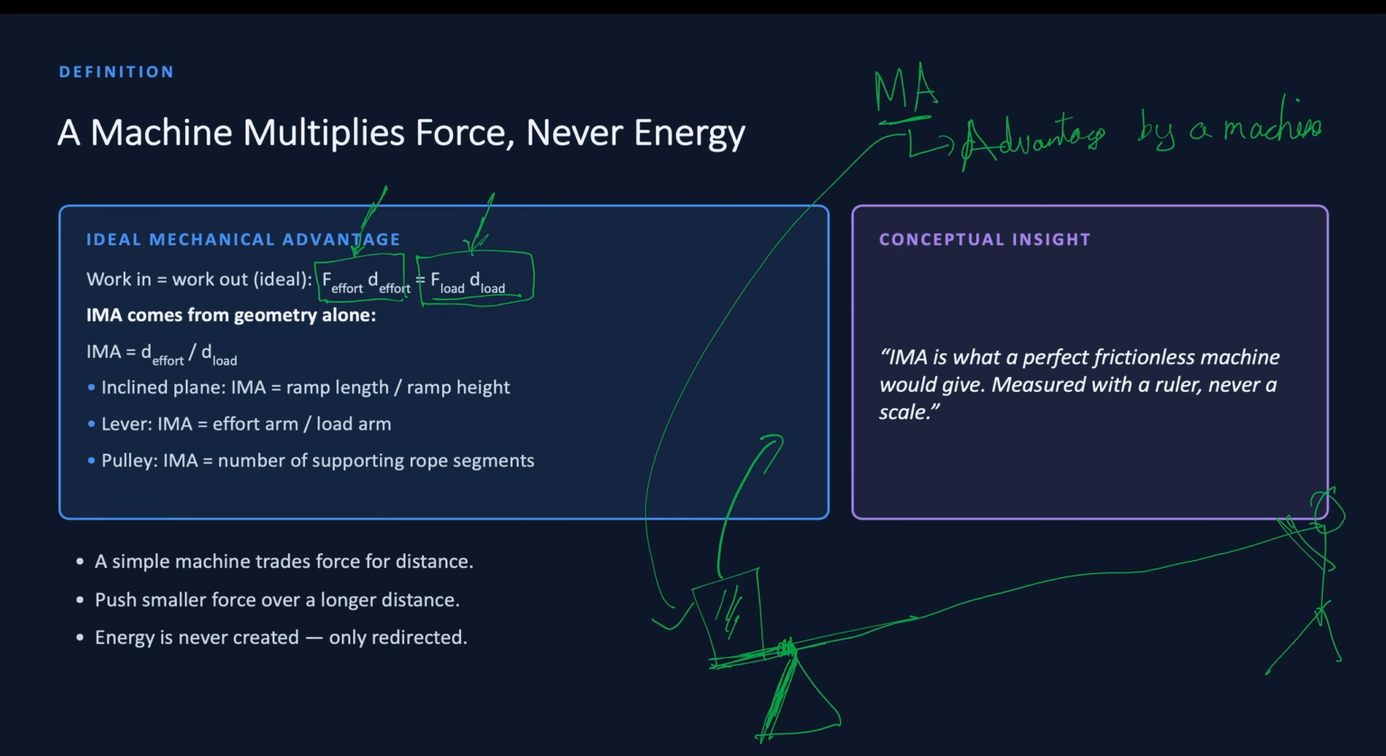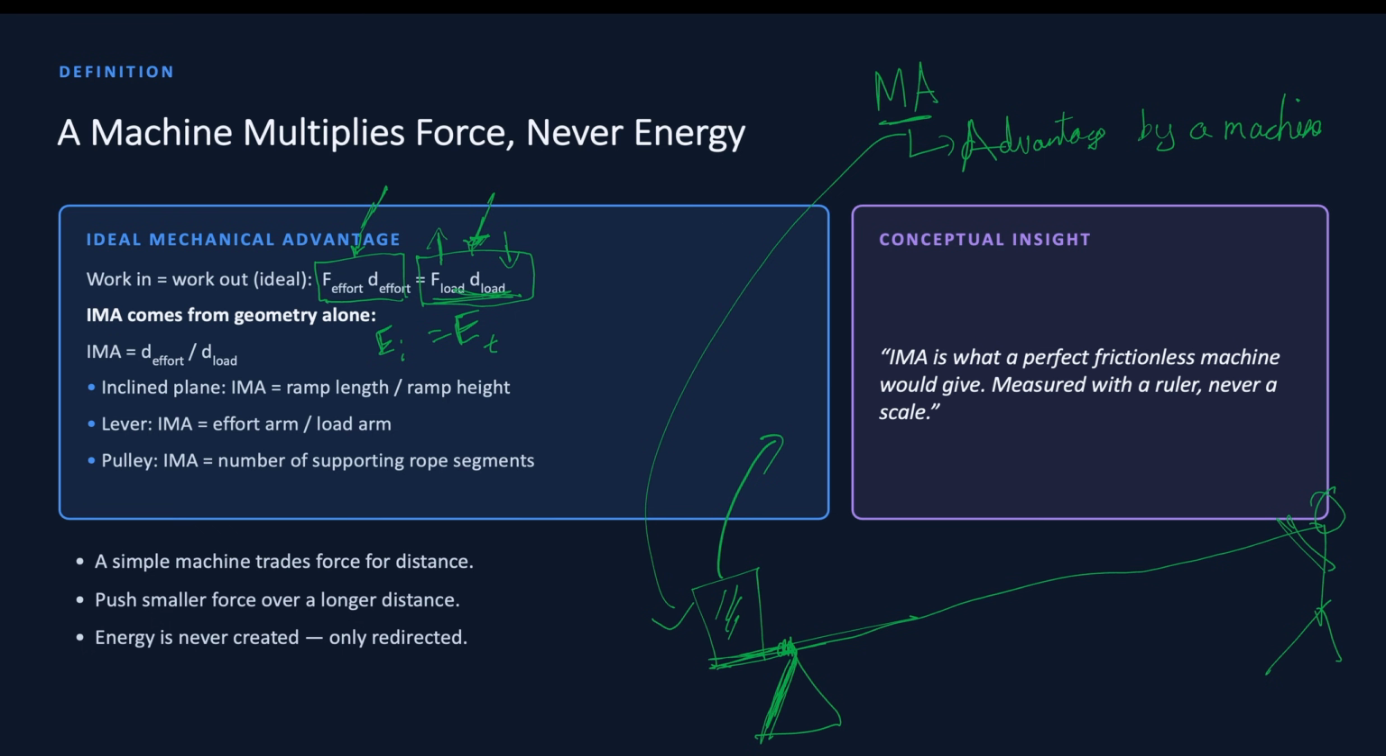Okay? So then, energy initial is equal to energy final. But the thing is, you can change up these values, right? You can move F load and D load downward or upward, but you can still keep the same energy. That's what machines do, okay? You have to exert them over a longer distance.